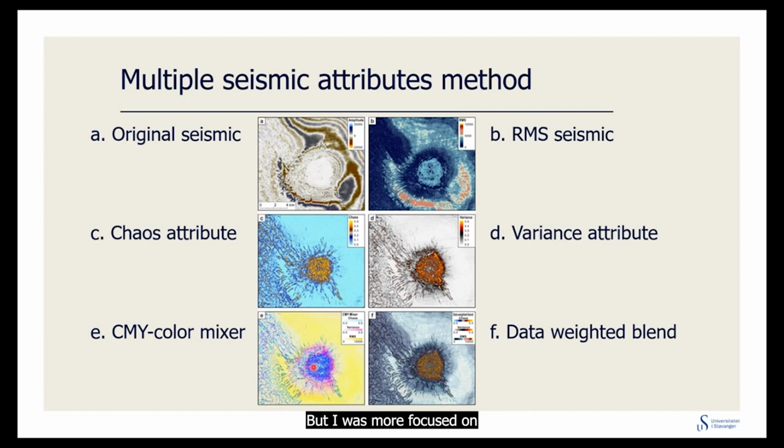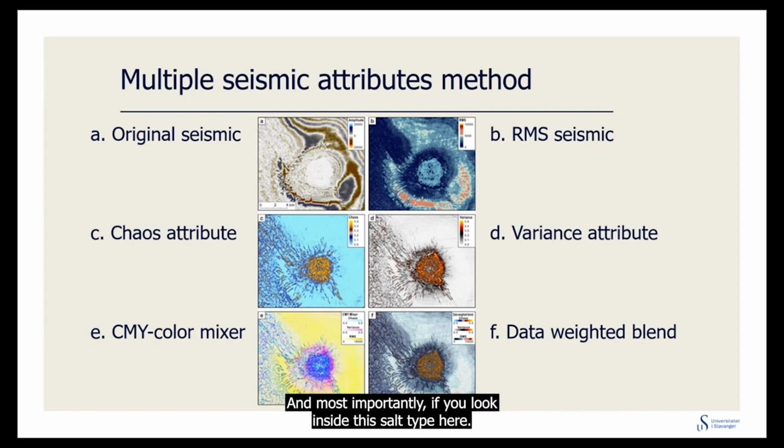But I was more focused on this weighted blend method. By using this method, I do not need to assign 3 colors for different attributes. All of these attributes preserve the original color ramps. But this weighted blending method allows you to assign the percentage for each attribute. In this case, you can see the weighted blend result here. It displays all of the fractures and also the faults around the salt structures.